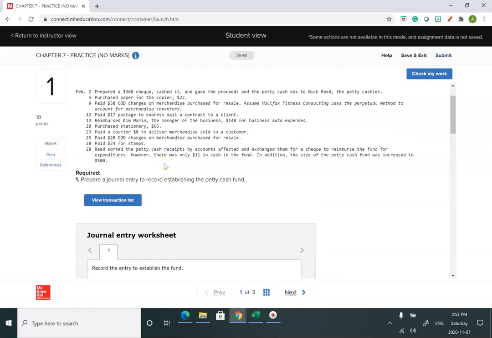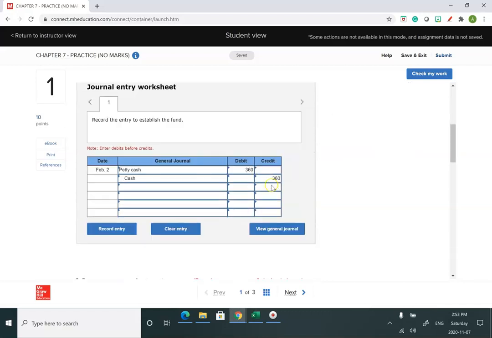And then on the 28th, it said, resorted the petty cash receipts by accounts affected and exchanged them for a check to reimburse the fund for expenditures. However, there was only $11 in cash in the fund. In addition, the size of the petty cash fund was increased to $500. So let's see how we would deal with that.